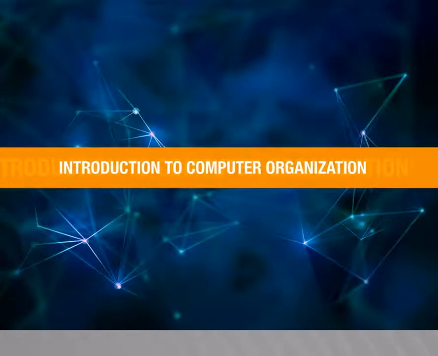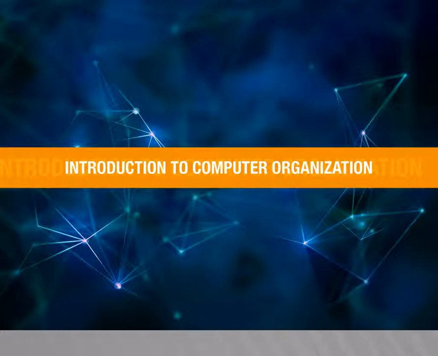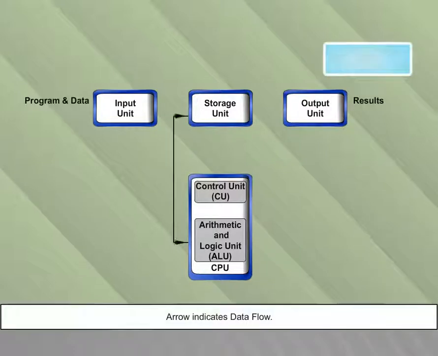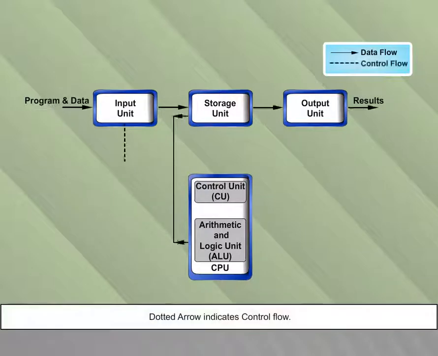Introduction to Computer Organization. In this video, we are going to see about the introduction to computer organization. Computer organization refers to the operational units and their interconnection that realize the architectural specifications. Arrow indicates data flow. Dotted arrow indicates control flow.